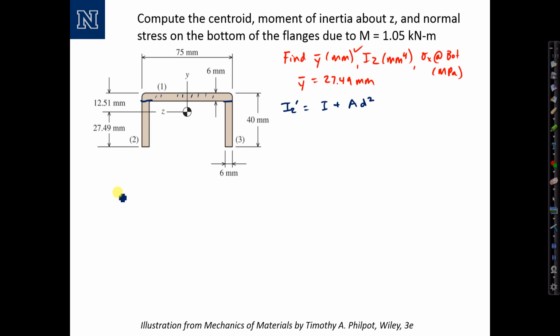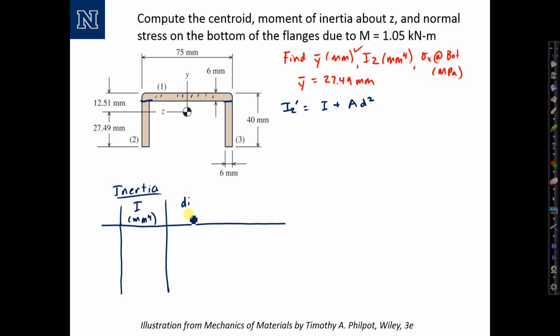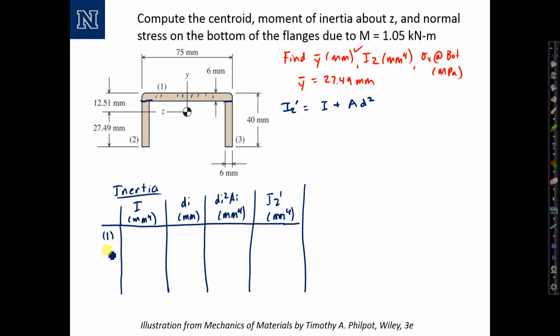It's convenient to summarize the calculations in a table. So I'll create a table here for the inertia. We'll label the columns. We'll calculate I in millimeters to the fourth. We'll calculate d sub i in millimeters. We'll calculate d sub i squared times A sub i in millimeters to the fourth. And then we'll calculate I_z prime in millimeters to the fourth. And we'll add together the contributions for each section 1, 2, and 3.